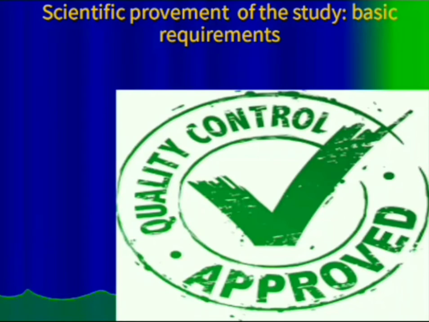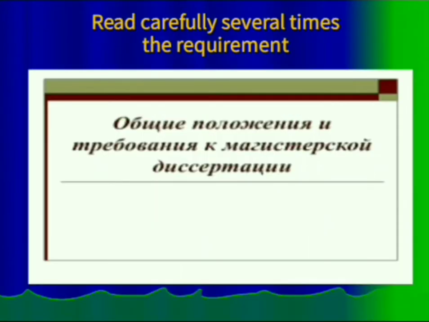Today's topic is scientific proof of the study, or basic requirements. When we speak about scientific proof, first of all, researchers should get acquainted with the basic academic code in writing a master's thesis, especially the one presented by the master's department. Before writing, you should carefully look through this academic code, or we can say the rules that are required to write a master's thesis.